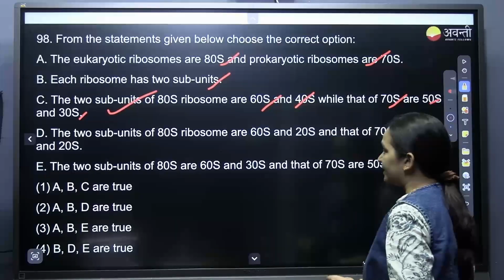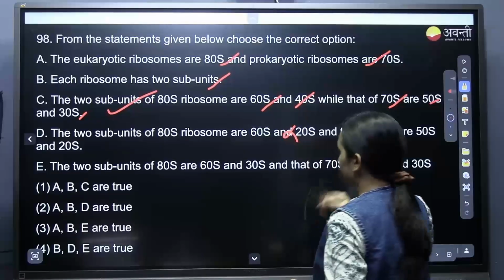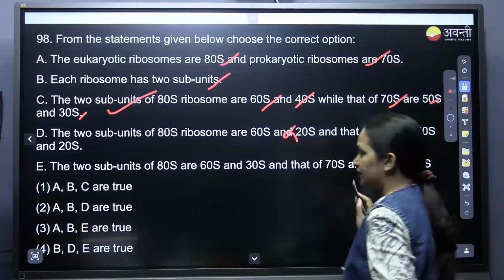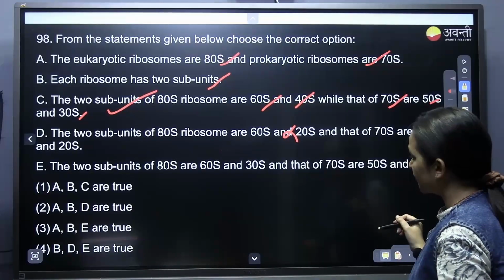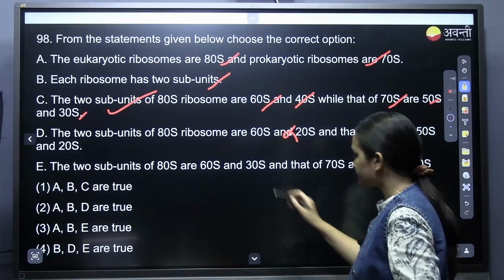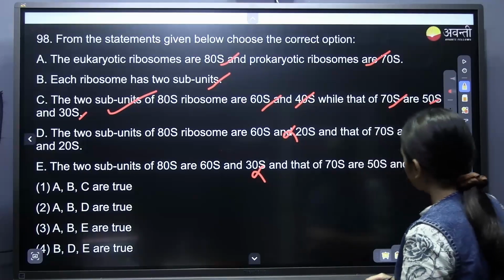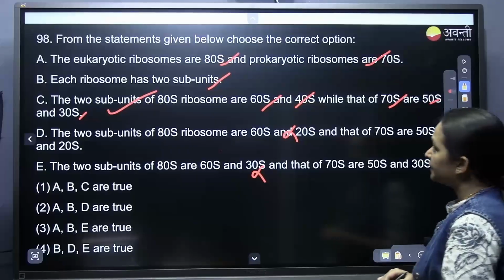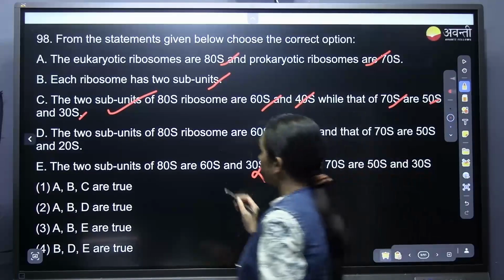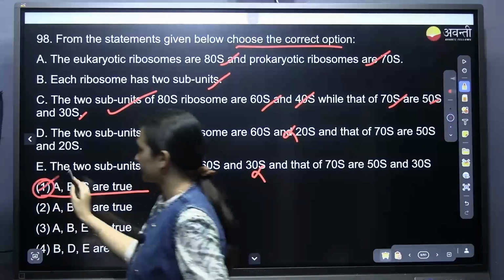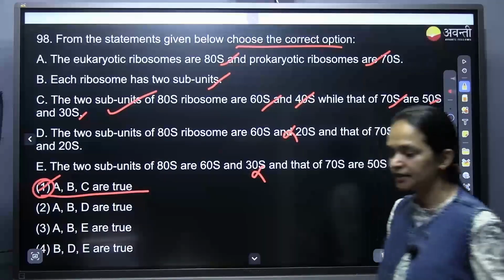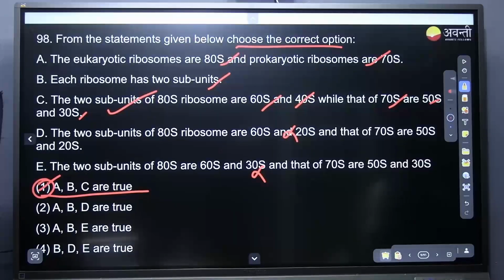The 2 subunits of 80S are 60 and 20. No, this is false. And the 2 subunits of 80S are 60 and 30. So that is also wrong. A, B, C are correct answers. So we need to choose the correct option. So A, B, C is the correct answer. Understanding?